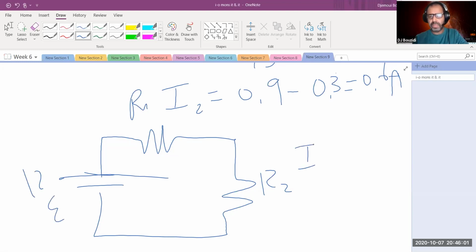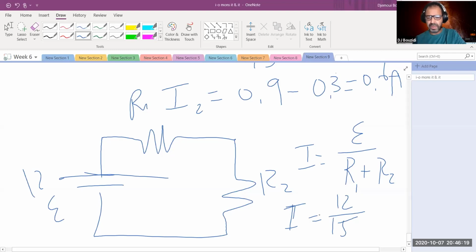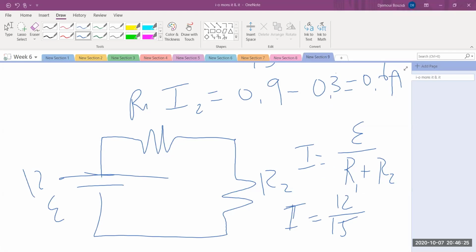So the current in this case through R2 or R1, it's the same one, is simply equal to the EMF divided by the two resistors in series, with just their sums, R1 plus R2. So in this case, this is 5, this is 10, that's 15. So the current in this case is going to be 12 divided by 15, and 12 divided by 15 is 0.8 amps. Very good.